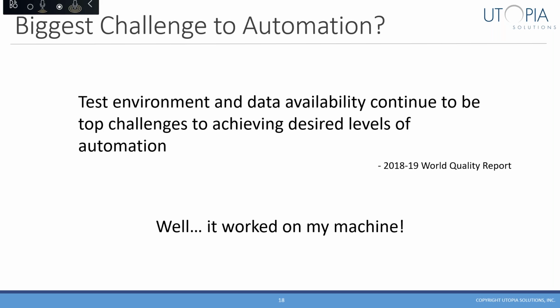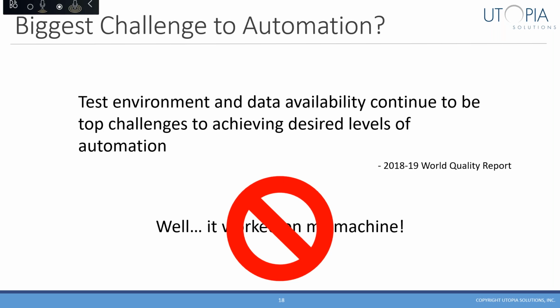We can do a great job of figuring out what test suites we need and which tests should be in those test suites, and then build very efficient, effective frameworks to execute them. But if we don't have stable test environments and data, it's not going to matter. And the root cause of "well, it worked on my machine" is often related to some environment or data issues. So over the next few minutes, we're going to discuss what we can do to remove, hopefully anyway, that phrase from our testing vernacular.